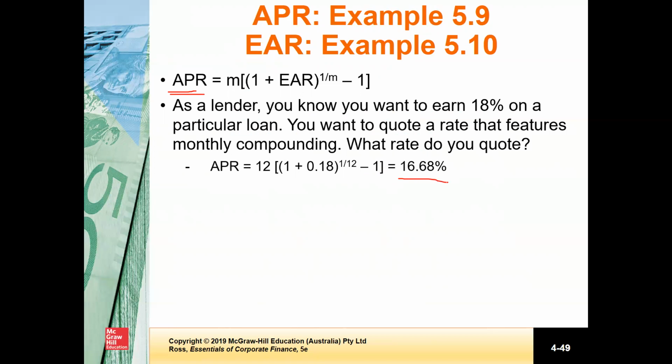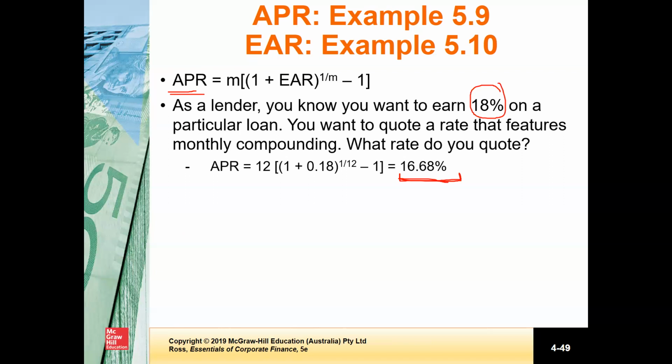So look, your annual percentage rate is 16.68%. So you see that you want to earn 18% on a loan, but you want to quote a rate that features monthly compounding, and your annual percentage rate is 16.68%. If you divide it by 12, you get the monthly rate. And when compounding is considered, then the effective annual rate will be 18%.